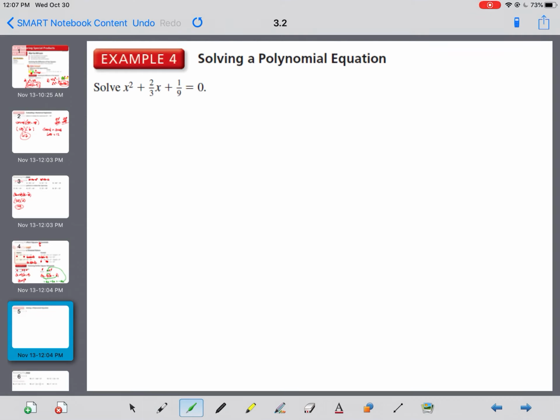Solving a polynomial equation. So now we're in the solve, and we're in the equation, which means we have an equal sign. There it is. When we solve a polynomial equation, we want to get what we're looking for. These things graph like a U. A parabola is what it's called. And what we're looking for is where they touch the x-axis.